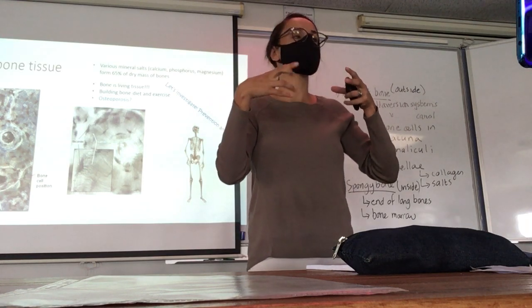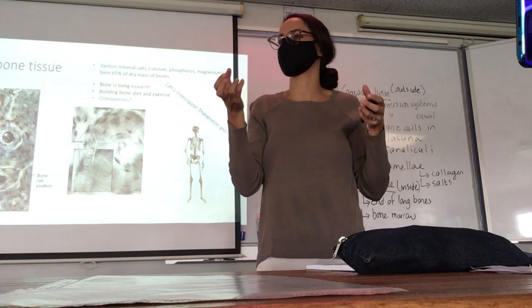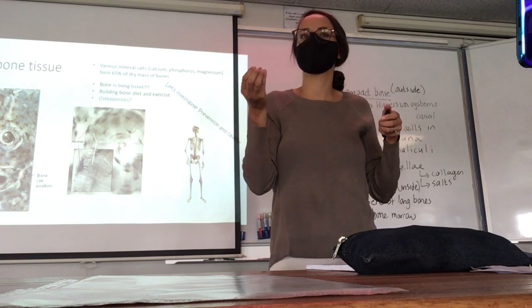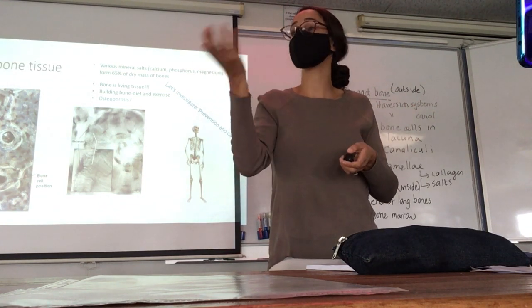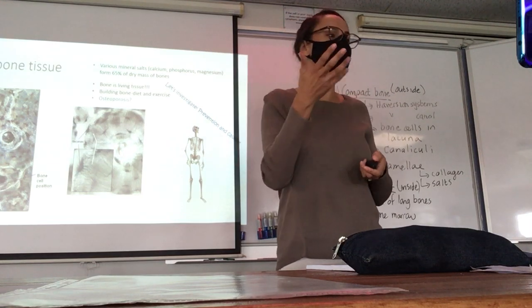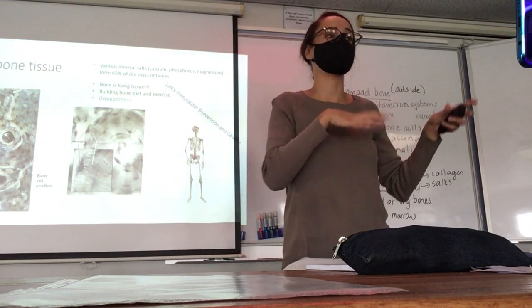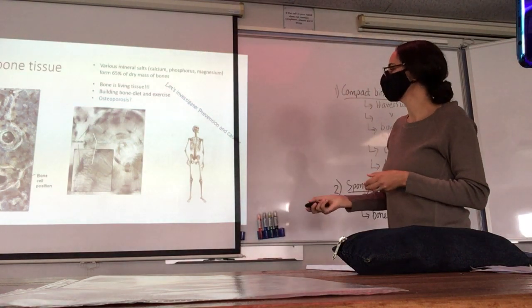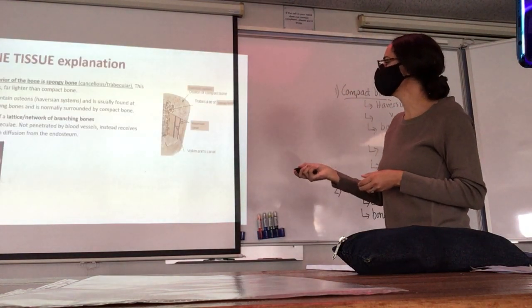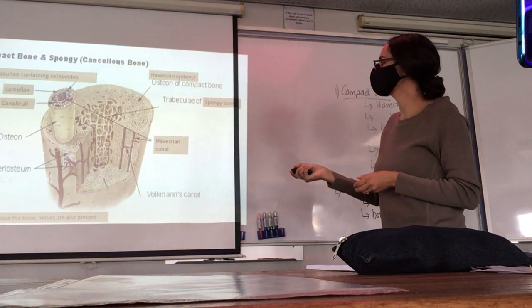So they're the matrix, and what makes this bone hard? Mineral salts. So it would be the calcium phosphate. You just have to know mineral salts and the collagen. That makes it hard. Does that make sense, guys? I'm just going to show you a picture quickly, just to jog your memory.